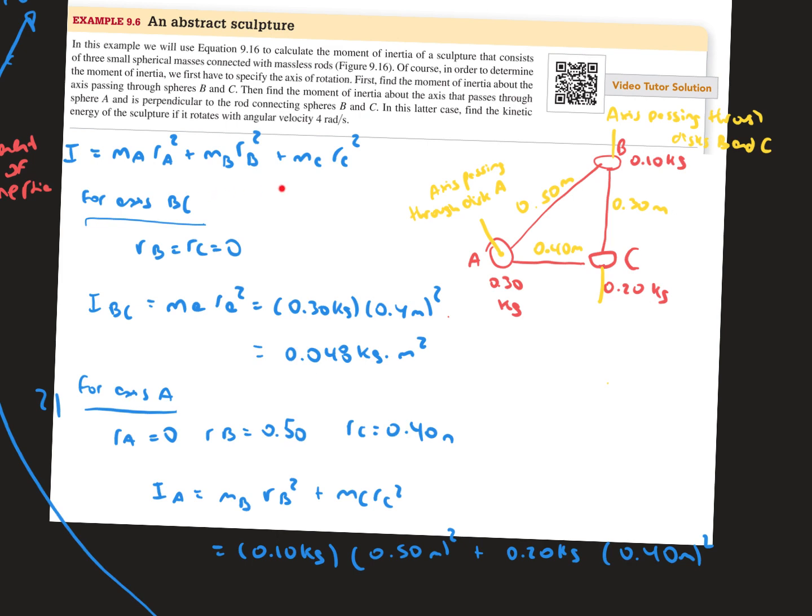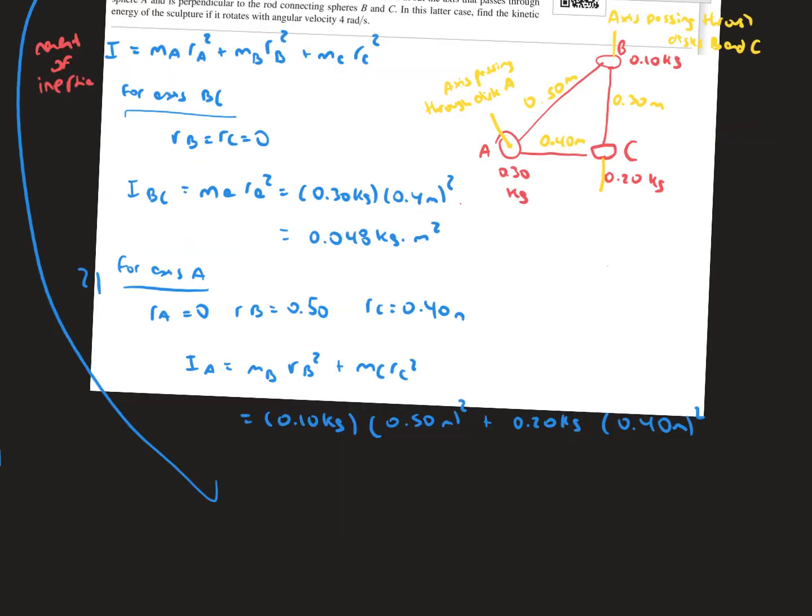And as the radius of C and B are both 0, then as we find the moment of inertia, we will only consider the part of A. So mass of A times its radius squared. And that would be the following: 0.3 kilograms times the radius, which is 0.4, squared. That should give us around 0.048 kilograms per meter squared. And that was for the axis of BC.